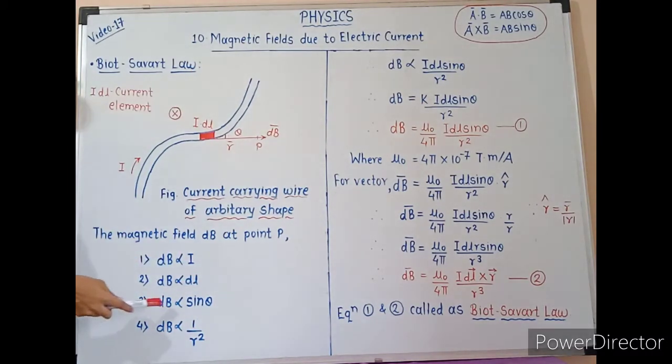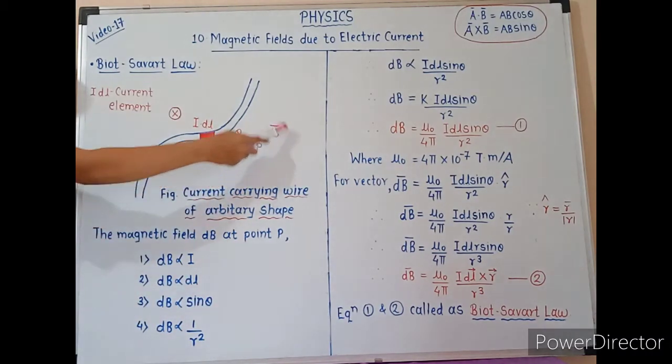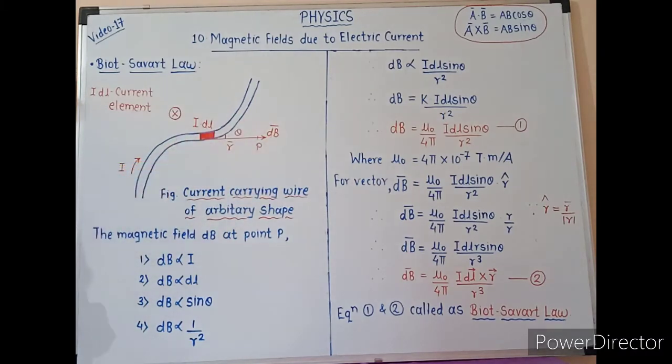Now the third point is magnetic field dB is directly proportional to sin theta. That is, this magnetic field depends on the angle between current element and r bar. If the angle between this current element and r bar is 90 degrees, then we get the maximum value of magnetic field, because sin 90 is equal to 1.